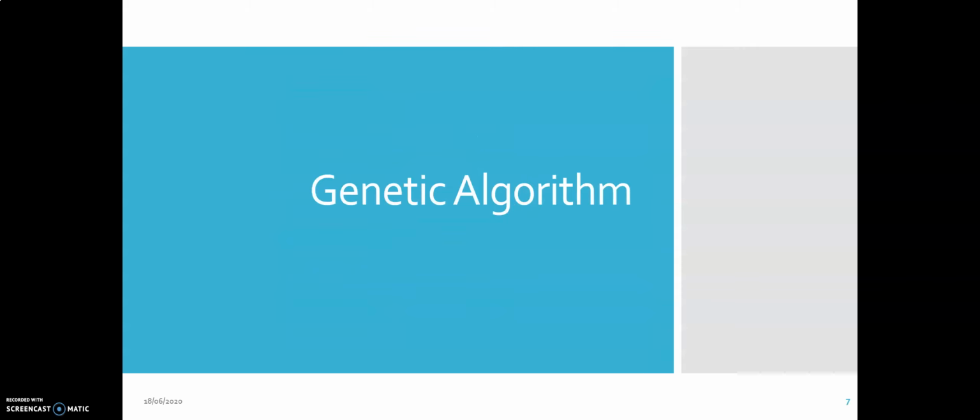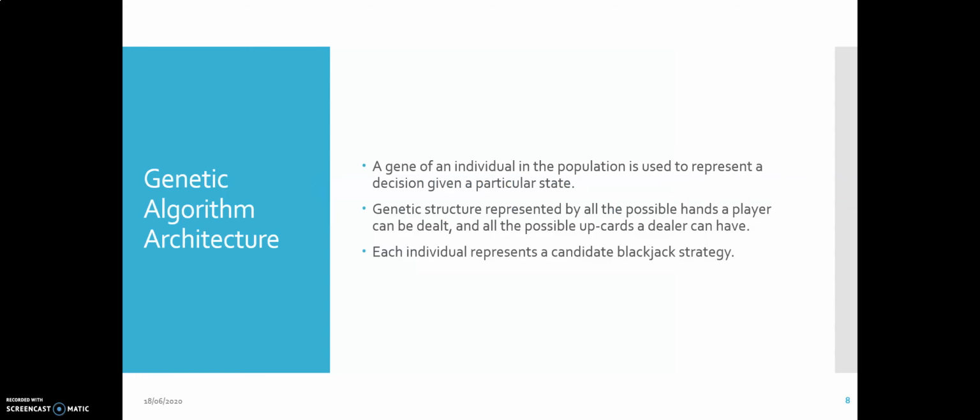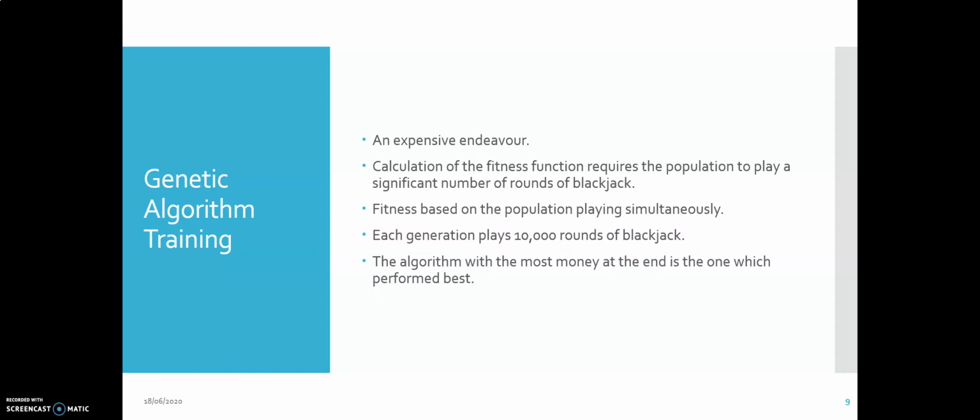The second AI algorithm was the genetic algorithm, and the implementation of our genetic algorithm involves a gene of an individual, which is used to represent a decision given a state. The genetic structure is represented by rows and columns of possible hands a player can be dealt with, and all the possible up cards a dealer can have, respectively. This approach overcomes hardware limitations and approximates the most optimal strategy.